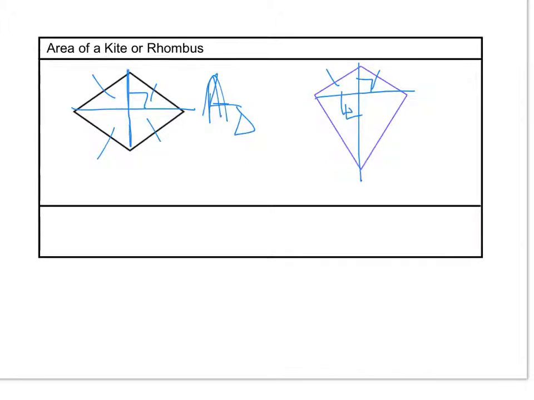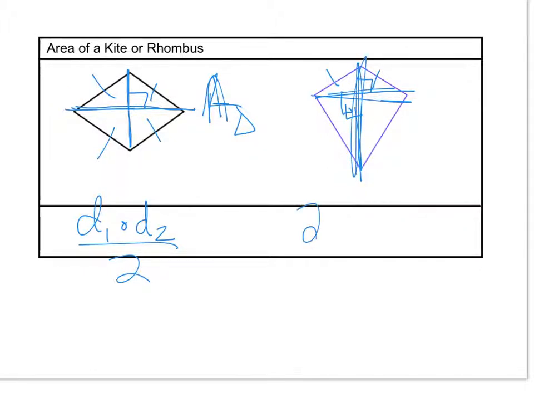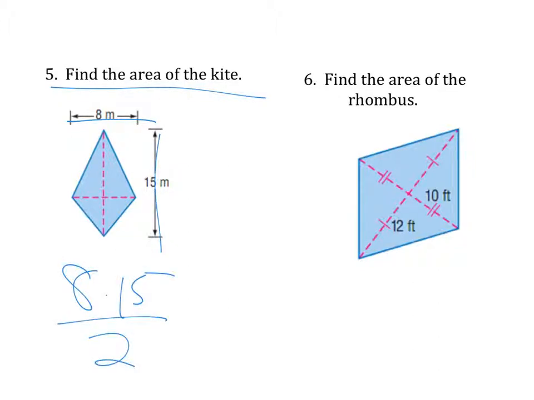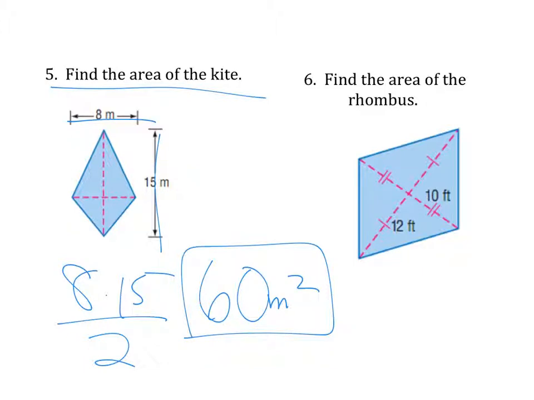So what you end up doing is this. You end up taking each diagonal, multiplying them and dividing by 2. So you take diagonal 1, diagonal 2, and then multiply them and divide by 2. So that's what you end up doing for both of those. So if I find the area of the kite, real simple. This one's 8, this one's 15. 8 times 15 divided by 2. So I really hope you get 60 for an answer. So that's 60 meters squared. That's going to be my answer.